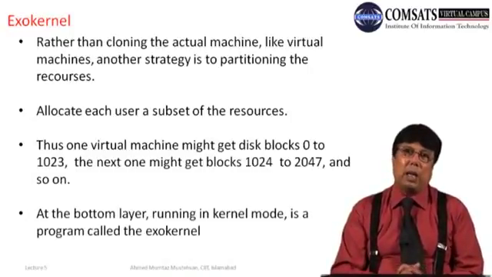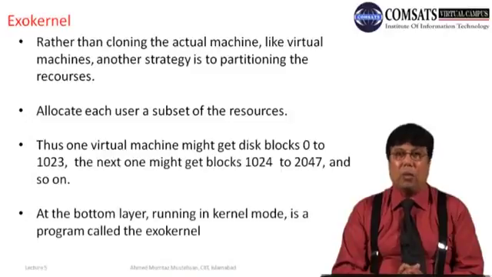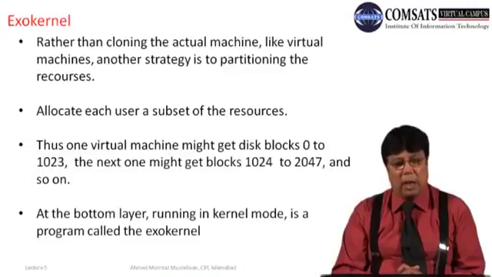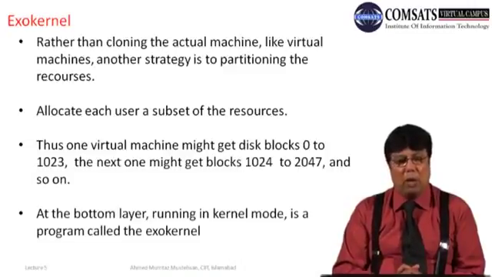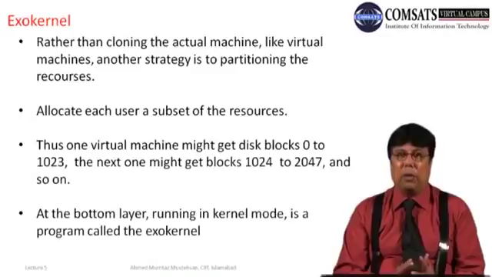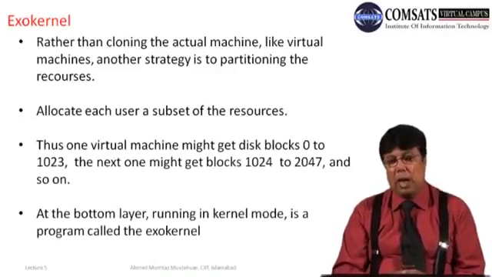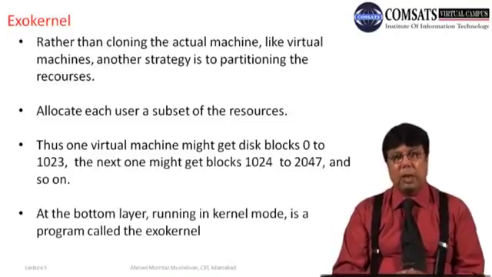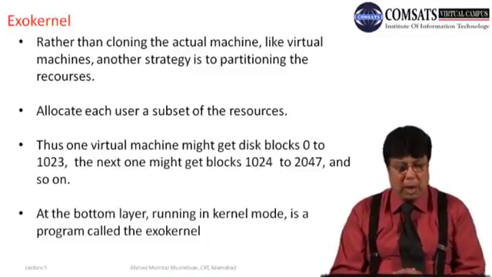So this type of structure is called as a exokernel. That is another form of this virtualization of the virtual machine. So allocate each user a subset of resources. So for example, अगर आपने हार्ड डिस्क के there are blocks तो आपने यूजर 1 को 1024 ब्लॉक्स दिए हैं, तो from block number 0 to block number 1023 to the first user and then block number 1024 to ब्लॉक नंबर 2047 आप रिसोर्सेज की डिस्ट्रीब्यूशन कर रहे हैं.